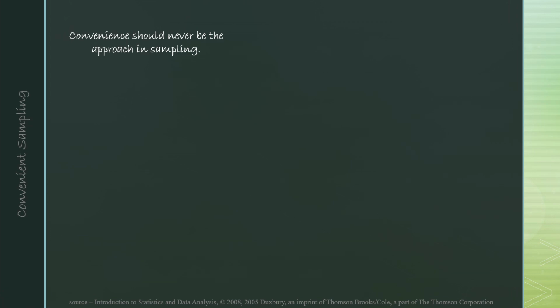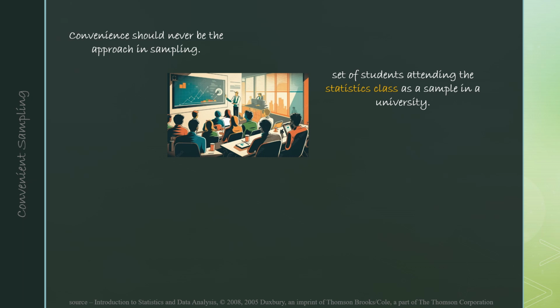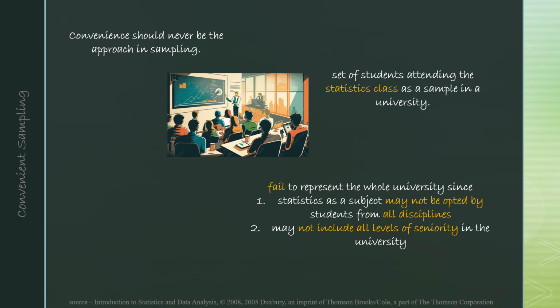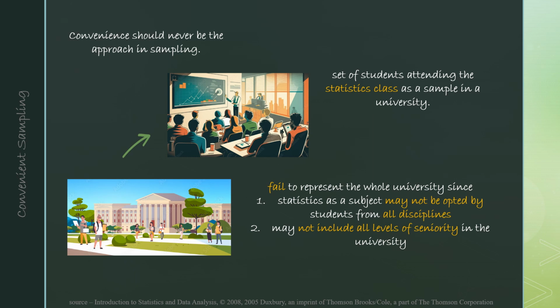Convenience should never be the approach in sampling. For example, one may find it convenient to consider the set of students attending the statistics class as a sample to undertake some study in a university. But such a sample will more often fail to represent the whole university, since statistics as a subject may not be opted by students from all disciplines in the university and also may not include all levels of seniority in the university. Convenient approach in sampling thus results in choosing wrong samples. Hence, we need formal sampling methods.